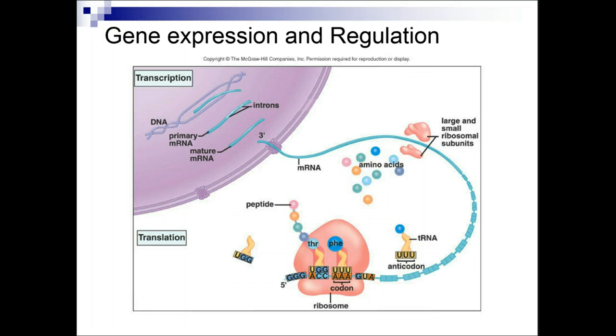tRNAs with anticodons carry amino acids to the ribosome and match with the codons in messenger RNA. Anticodon-codon complementary base pairing occurs. When this occurs, the amino acid will be transferred from the tRNA over to the newly synthesized protein, and the ribosome will continue moving along the messenger RNA until a stop codon is reached, and then the ribosome will fall off and the protein will be released. Oftentimes, proteins will be modified in the ER and Golgi before they become functional.